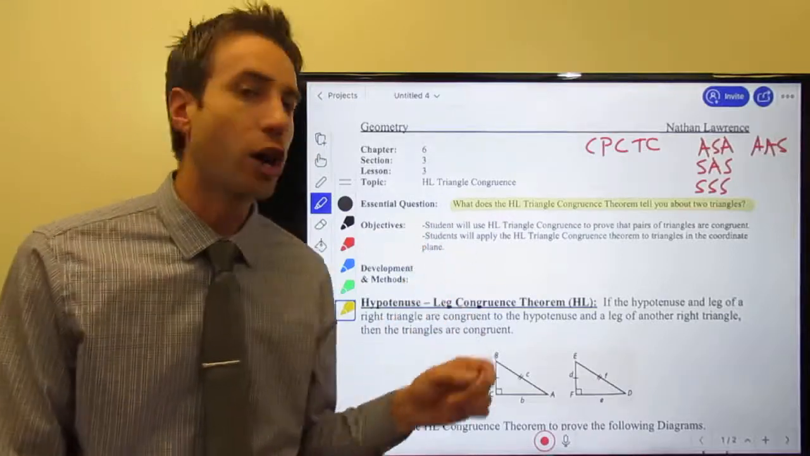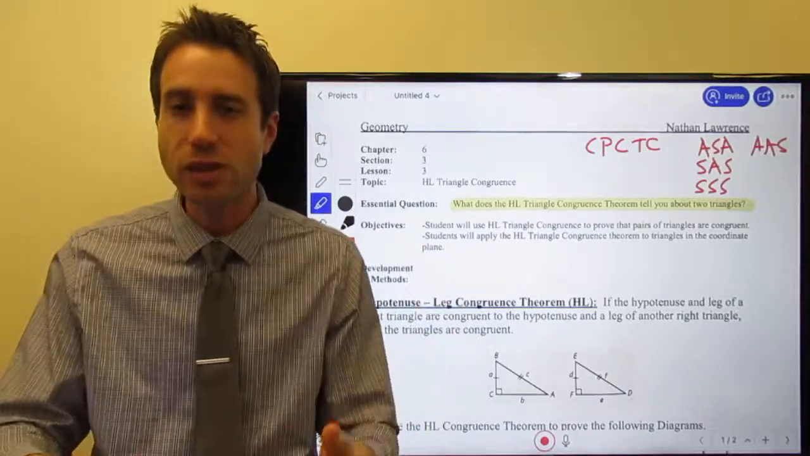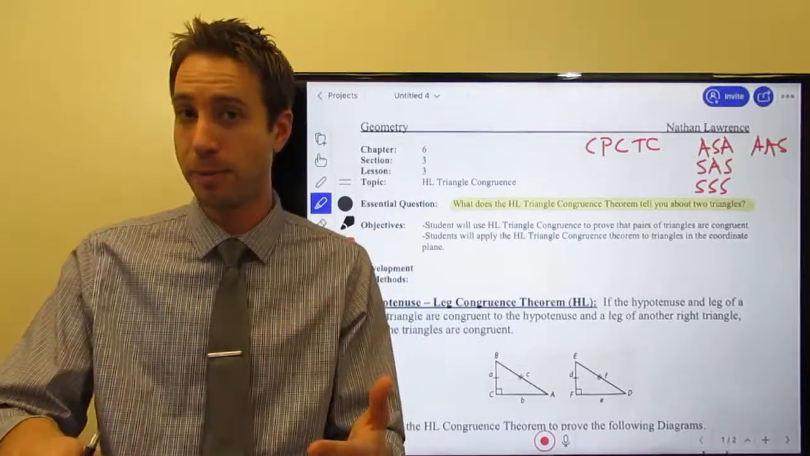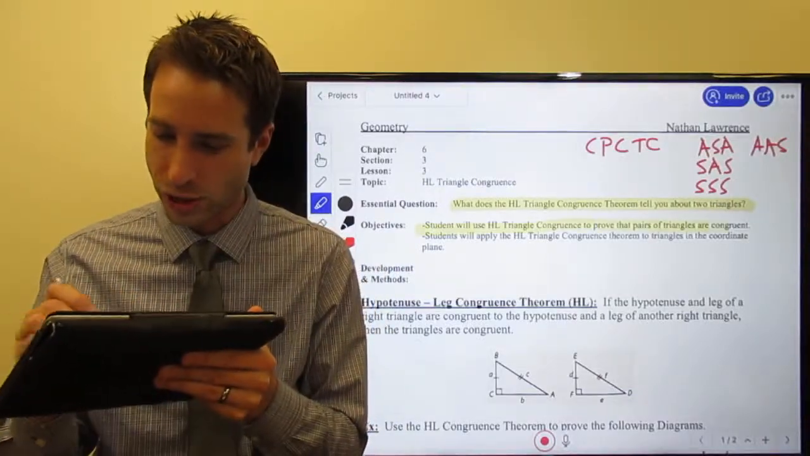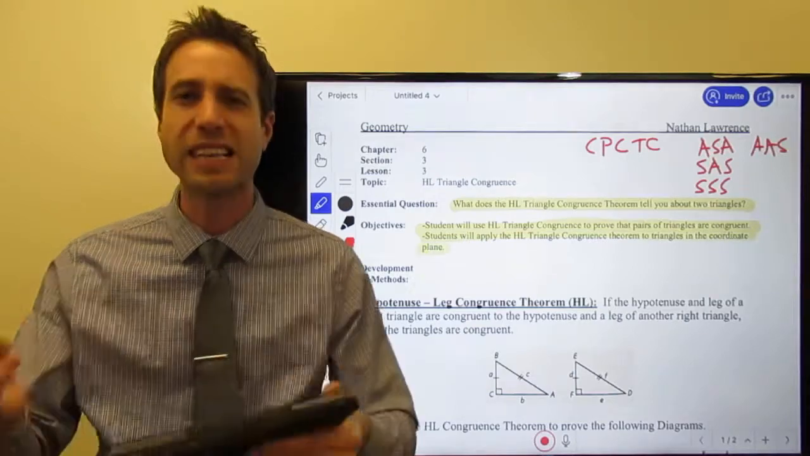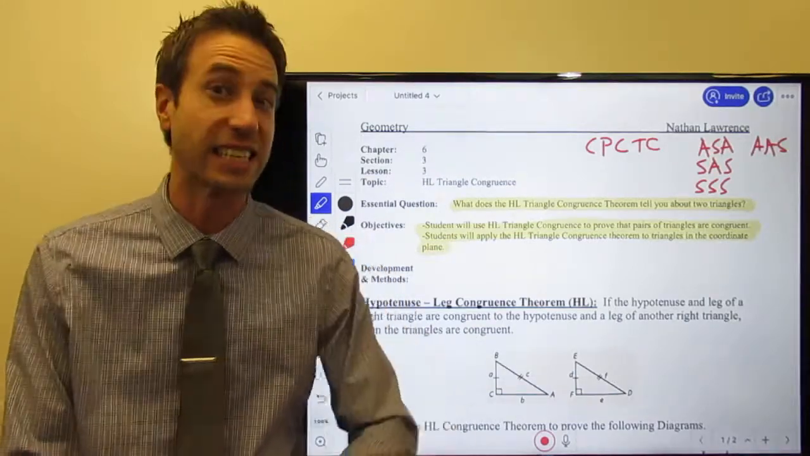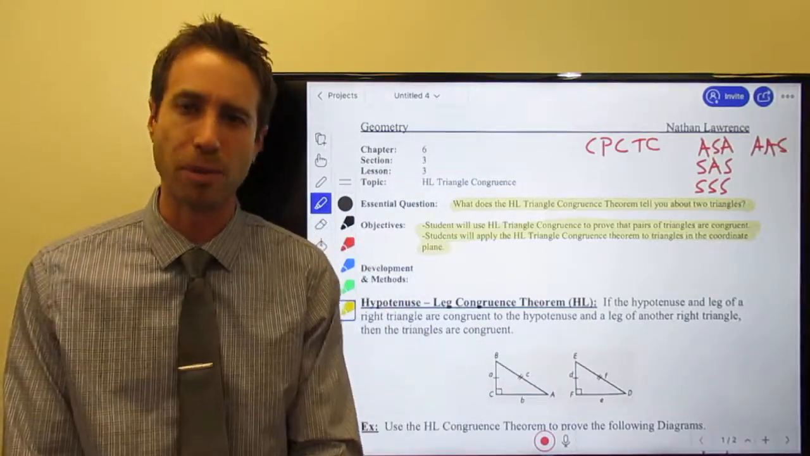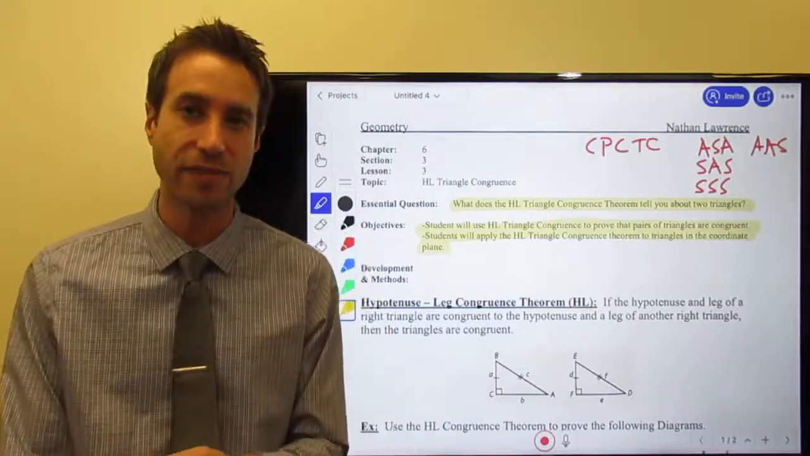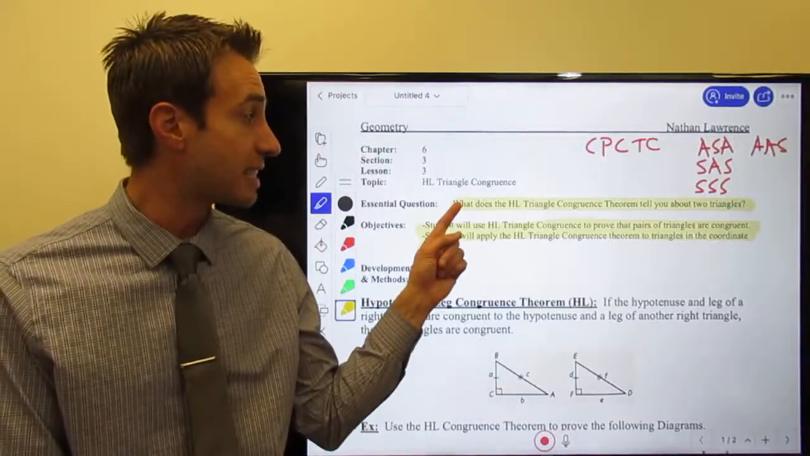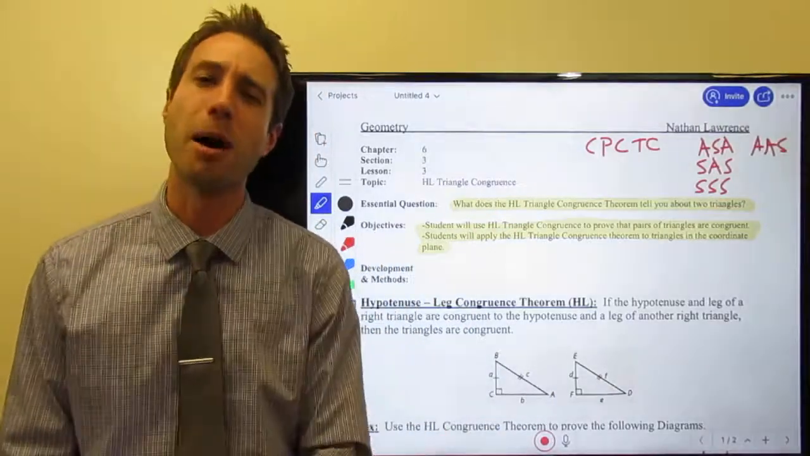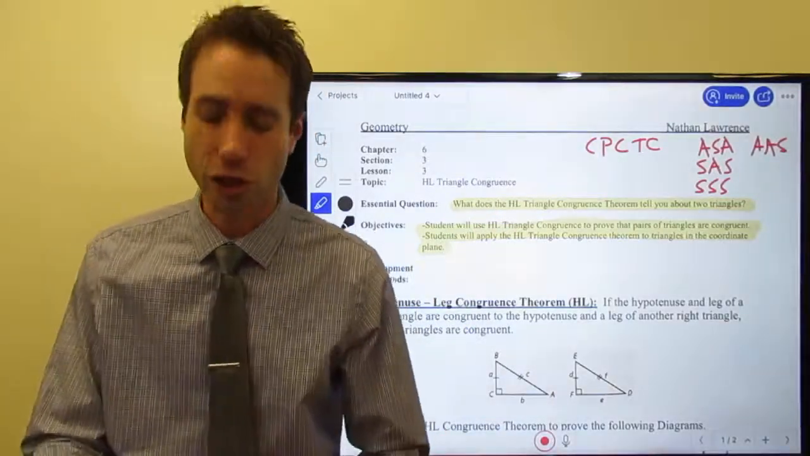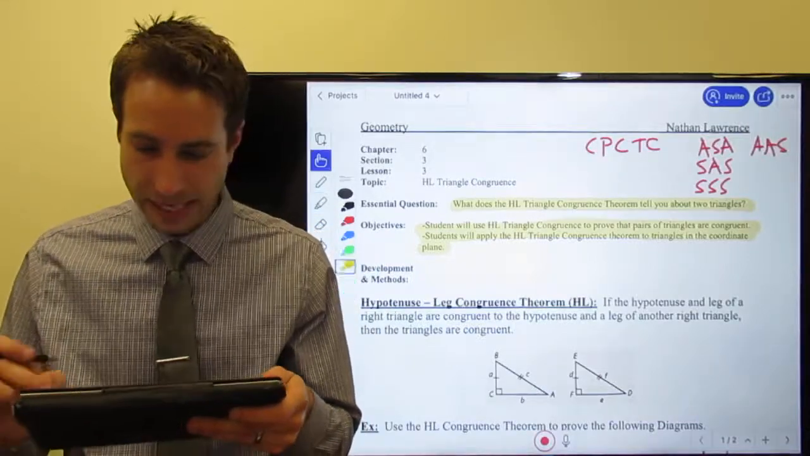Okay, here we go. Our objectives, our learning targets. These are the things we're going to talk about, the things you need to be able to do in order to answer our essential questions. So we're going to run through all of these objectives as we go through the notes here together and do some example problems. That way, by the time we get to the end of this set of videos, you should be able to tell me exactly what the HL triangle congruence theorem tells us about triangles. So let's just jump right into it. Here's what it means.